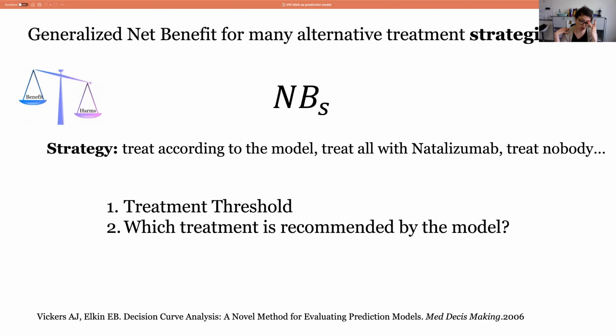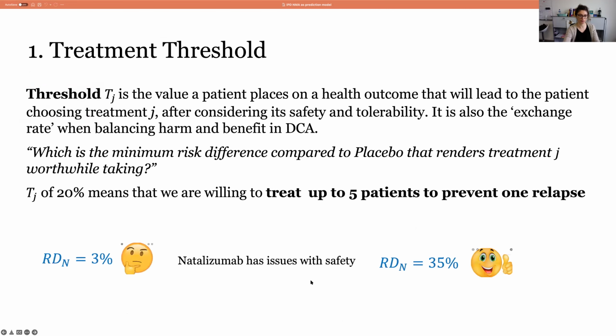In order to show you how we estimate the net benefit, I need to explain a little better these two notions: the treatment threshold, what it is, and how we reach a recommendation for a treatment according to the model. And here is a reference to the original paper about decision curve analysis.